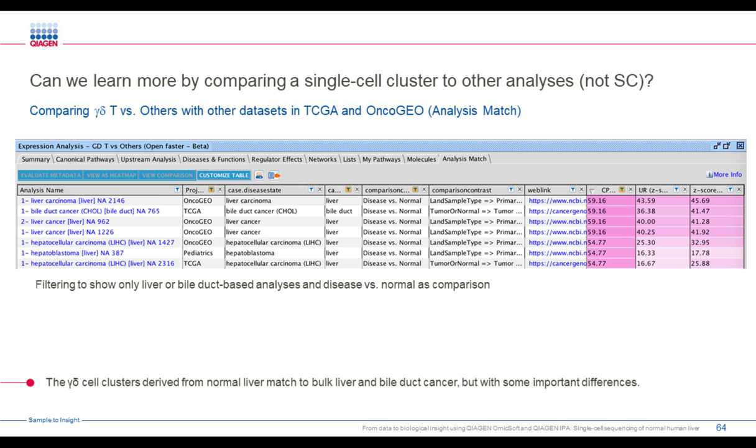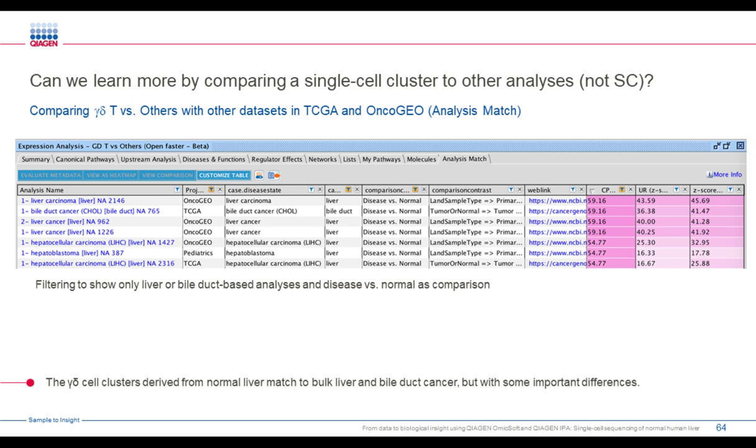We compare the gamma delta T cells versus others. We have selected two sets of data, TCGA, very well known by everybody, and OncoGEO, which encompasses a lot of comparison expression in oncological situations. I ask the question: show me what my gamma delta T cells, in normal situations versus others, can compare to. And it does compare to liver and bile duct cancer. It's very strange, but it does compare at the canonical pathways level and the transcriptional level, with some important differences.